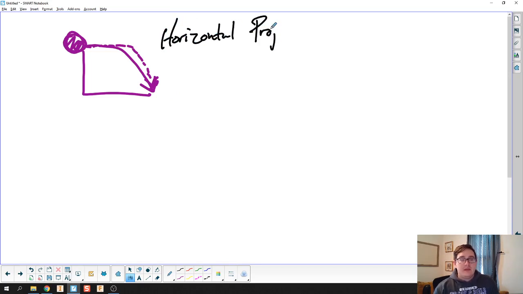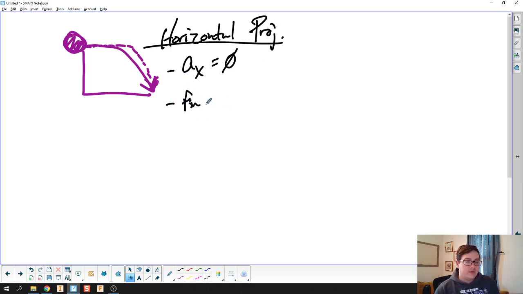And then from this, we can make a couple of very large assumptions. We can make the assumption that acceleration in the x direction equals zero, because there's nothing in the x direction that's causing that ball to speed up or slow down. There's not somebody continually pushing it along. There's nothing really slowing it down. And in this class, we ignore air resistance. The next thing, when you're looking at horizontal projectiles, typically what you want to do is find the time it takes for that ball to hit the ground first. So find t first. And why would we want to do that?